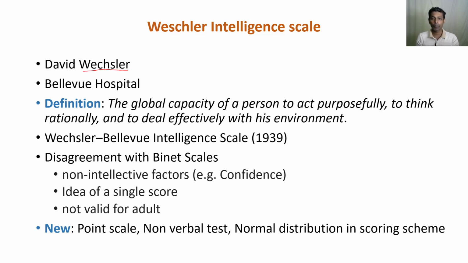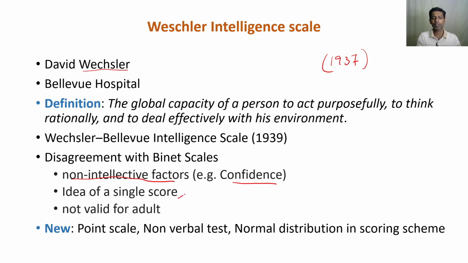He believed that the Simon-Binet test, the 1937 version, which was very popular at that time, was not really a good test to measure intelligence. He faced a lot of criticism for that. His belief was that the Binet test does not address non-intellective factors like confidence, fear of failure, and attitude of the person. That was one of the major arguments that he had.